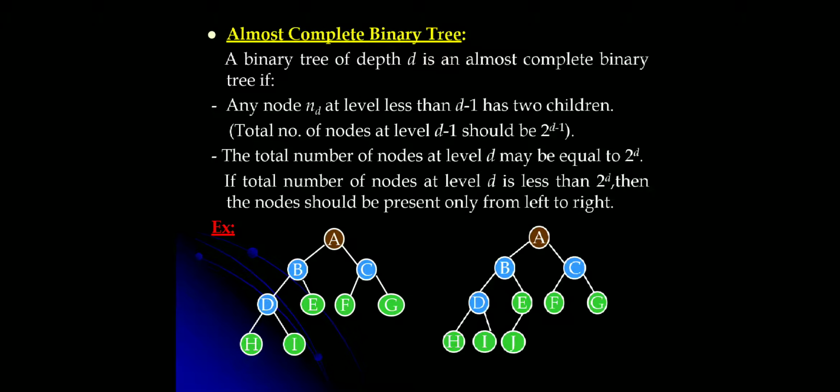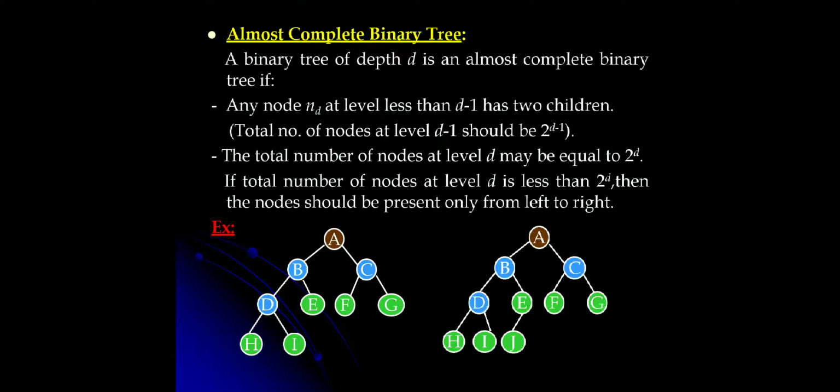Coming to almost complete binary tree, a binary tree of depth D is an almost complete binary tree if any node at level less than D minus 1 has 2 children. Total number of nodes at level D may be equal to 2 to the power of D, and if the total number of nodes at level D is less than 2 to the power of D, then the nodes should be present only from left to right. So what this definition means is, say consider the first example. We'll analyze whether this diagram is an almost complete binary tree or not.